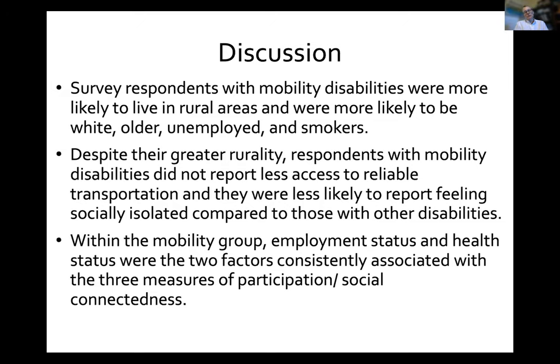And this also confirms other research by Repke and Ibsen that shows that people who live in rural areas with disabilities actually are less likely to report feeling isolated. Within the mobility disability group, employment status and health status were the two factors consistently associated with the three measures of participation and social connectedness. Generally having better results with being employed and worse results when people are in poor health. Next slide.